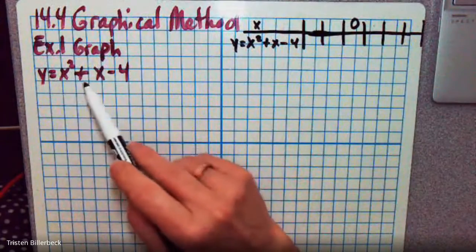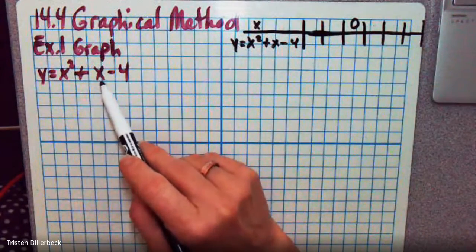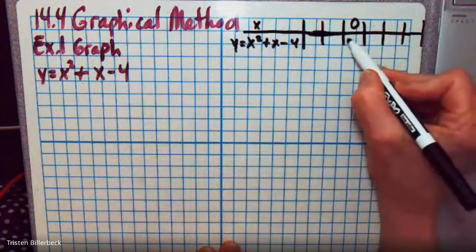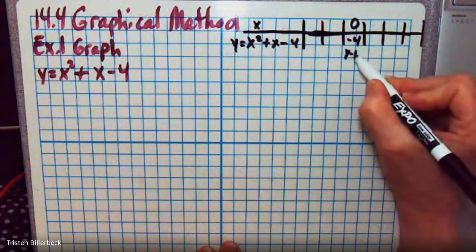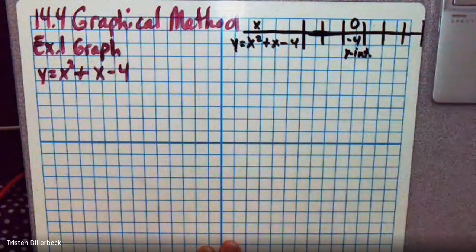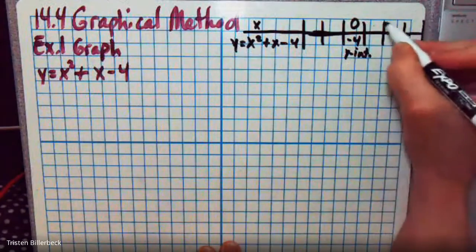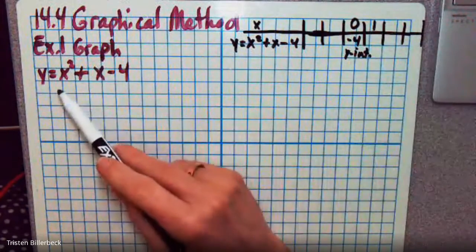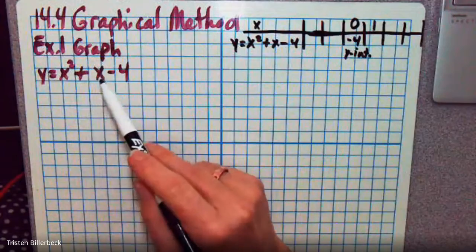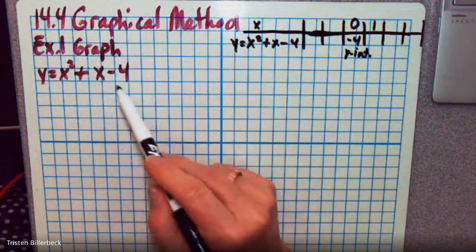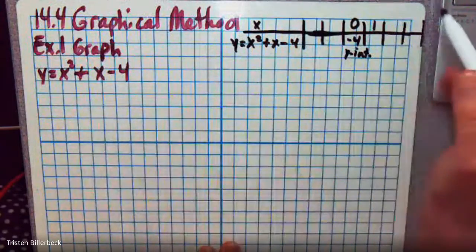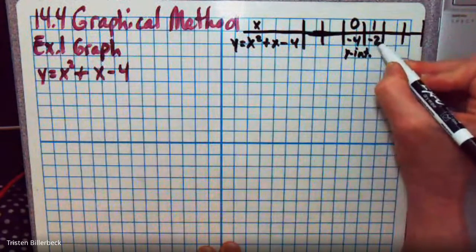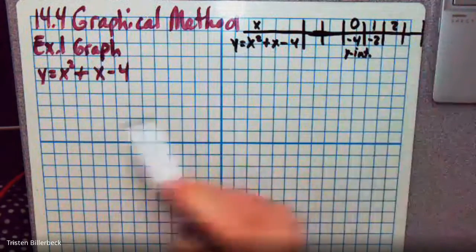So 0 squared is 0 plus 0 minus 4. So that's minus 4. So this happens to be my y-intercept. So it's an important point of interest when graphing a quadratic. Now let's try 1. So if I have 1 squared plus 1 minus 4, so that's 2 minus 4, so I have negative 2.